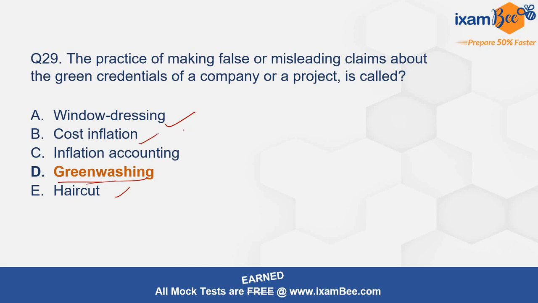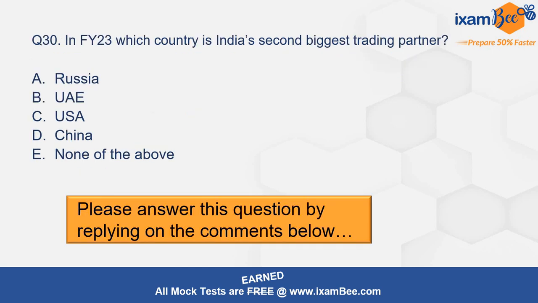Cost inflation is comparatively easier. Now this question you have to answer. Which country is India's second biggest trading partner? Not very difficult, but at the same time you can't guess it. You should know the 1, 2, 3, 4, 5 important trading partners, because as the economy is getting more and more connected, the importance of trade is increasing. Okay, answer this question, write in the comment.